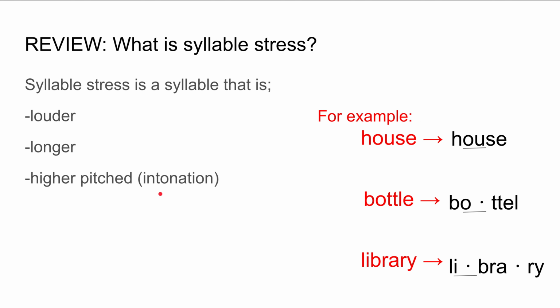Before I start, let's talk a little bit about what we mean by stress in English. So I'm going to talk about two aspects of stress, the syllable stress and sentence stress. But first, what is syllable stress? A syllable stress is a syllable that is louder, longer, and higher pitched. Let me give you some examples.